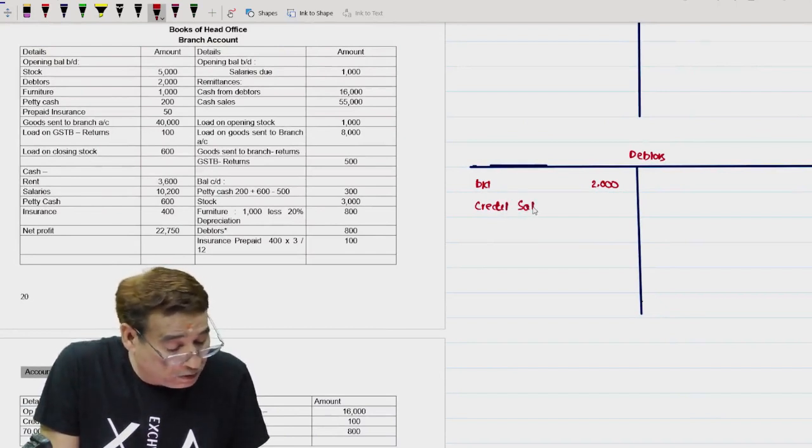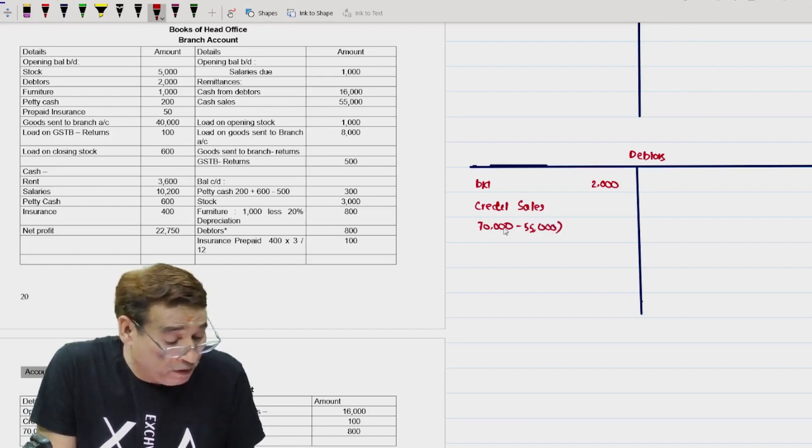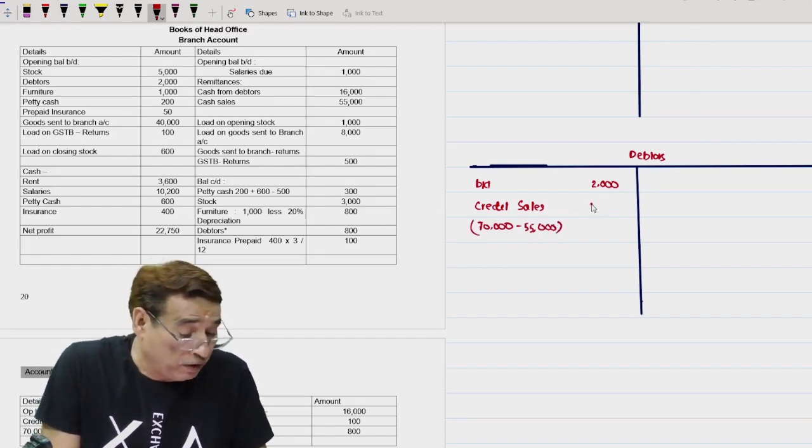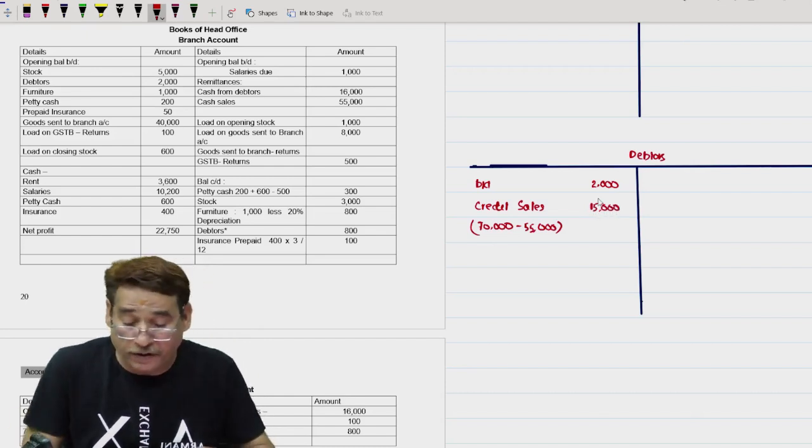Credit sales: total sales 70,000 minus your cash sales 55,000 is equal to 15,000. So you are going to write here 15,000. This is how you are going to put credit sales.